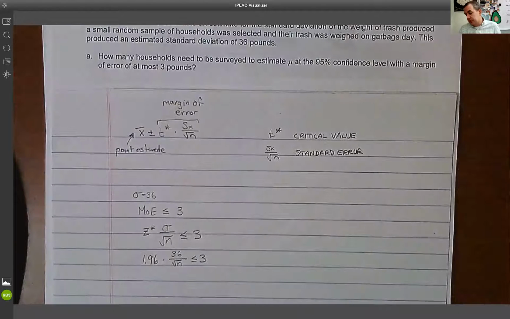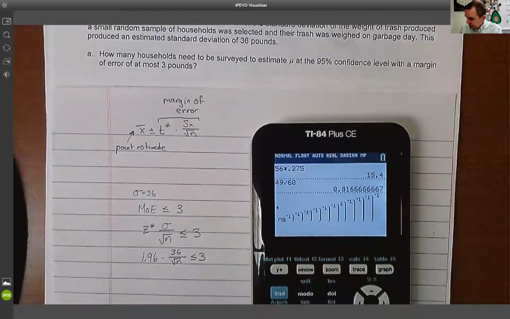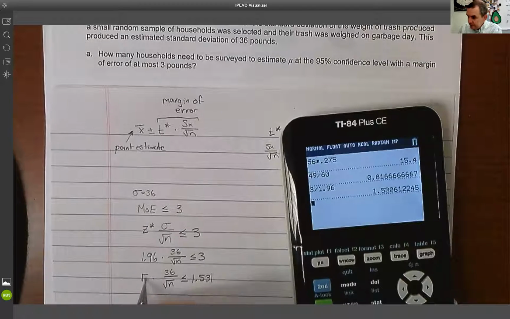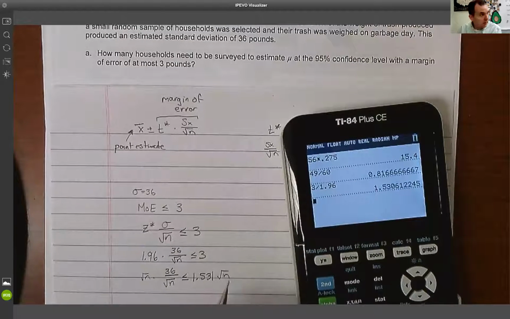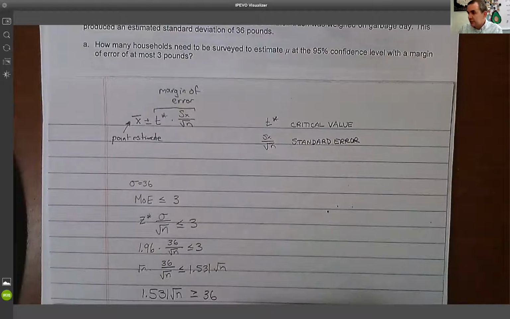And now, welcome to algebra 2. Because what we're going to do is divide both sides by 1.96. So the first thing we're going to do is 3 divided by 1.96, and that's going to give us 1.531. So that's going to say 36 over the square root of n is less than or equal to 1.531. Let's multiply both sides by the square root of n. So now I'm just going to rewrite it to put the n on the other side: 1.531 square root of n is greater than or equal to 36.